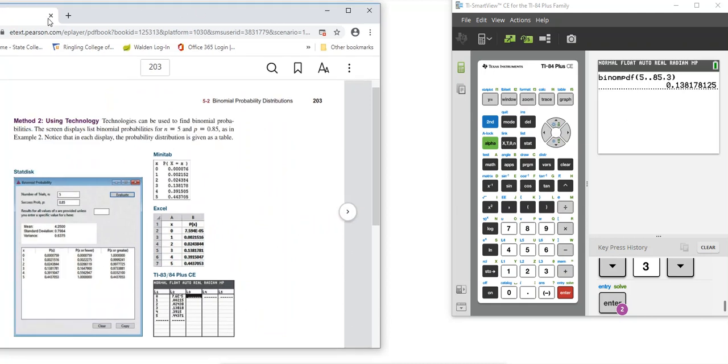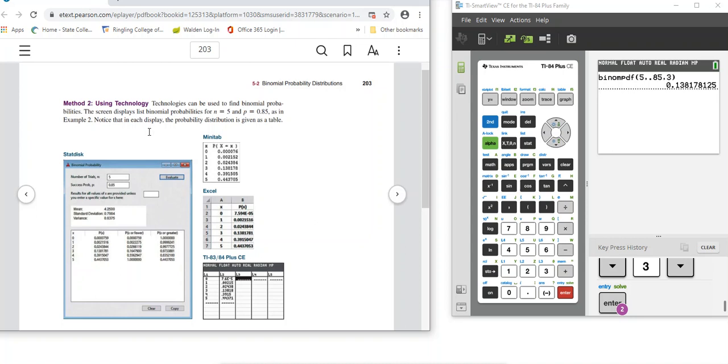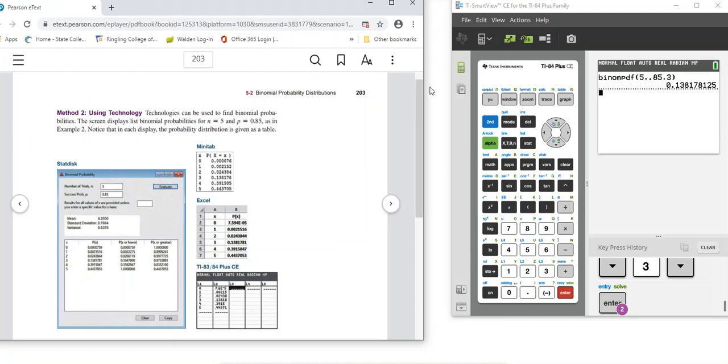And what he's showing here is using technology. StatDisk, again, that's the free software that comes with the MyMathLab. They're just showing here you can get the whole table, rather than just the binomial distribution. We don't really need that, but if you want that, it's definitely available. You can get all the values all at once. But on the test, I'm going to ask you to do just one thing. And let's go ahead and move forward on that.